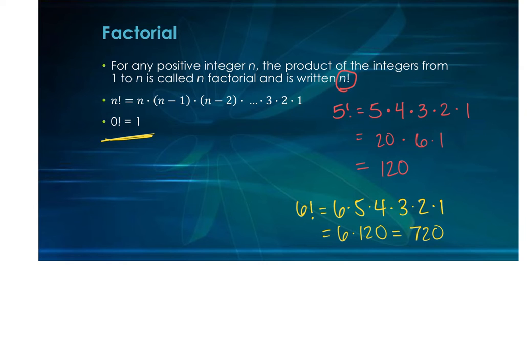Exclamation point, right? Yes, that is an exclamation point, okay? It's not shouting at you. It's just a factorial. Okay, questions so far on factorials?